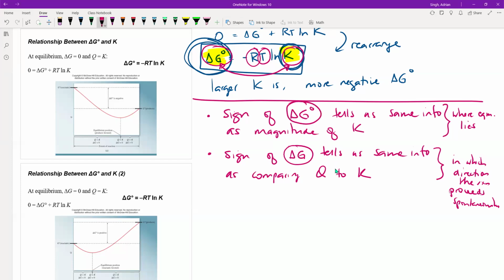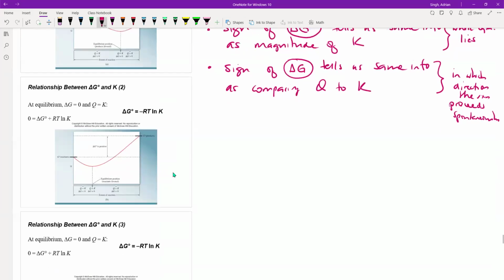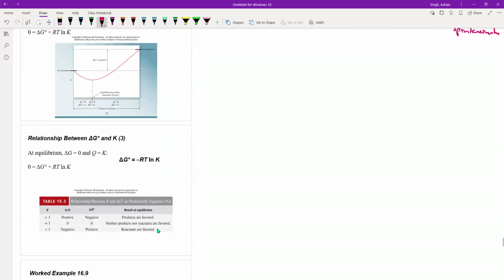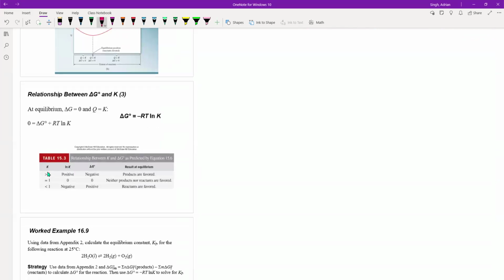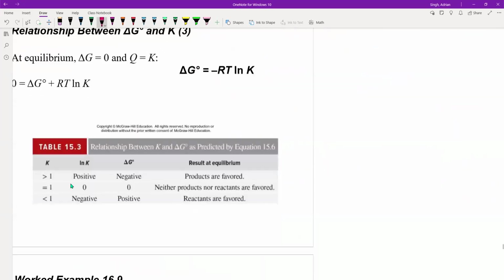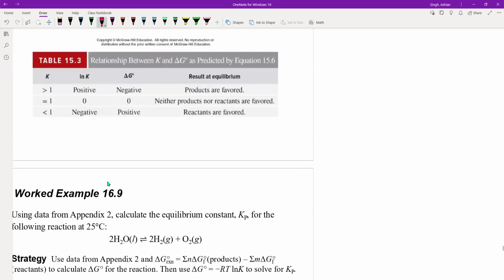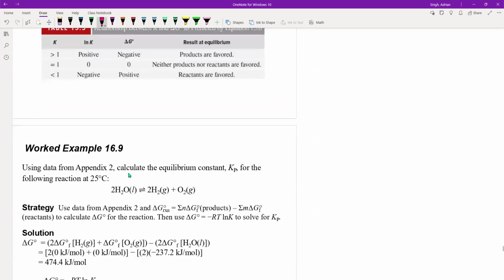Delta G tells us in which direction the reaction will proceed in order to establish equilibrium. So Table 15.3 in your text summarizes that information very well, and it relates K, natural log of K, and the value for delta G naught, whether negative, positive, or zero, to tell you where that equilibrium lies. Let's remember, delta G naught gives you the same information as the magnitude of K. Let's take a look at an example of one of these.